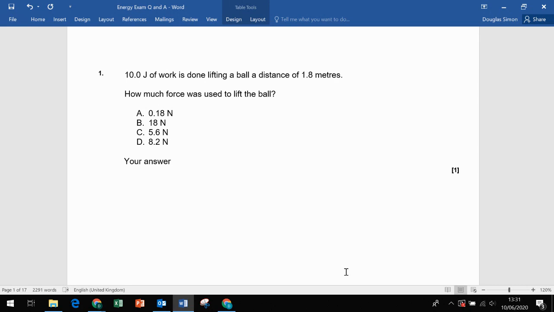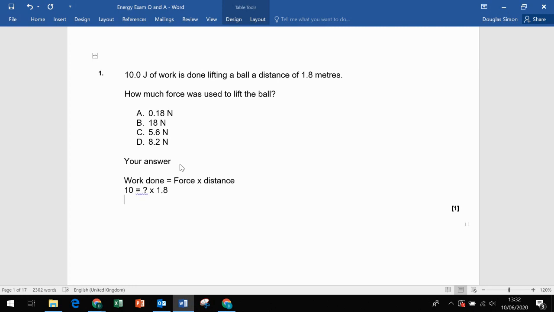Question 1. 10 joules of work is done lifting a ball at a distance of 1.8 meters. How much force was used to lift the ball? For this equation, we need to use the very basic definition of work done or energy transferred, which is force times distance. So 10 joules of work was done. What is the force if it was moved 1.8 meters?